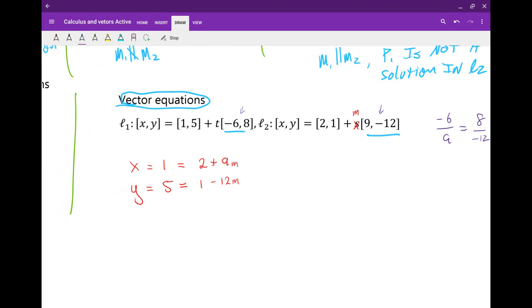So how do I determine if this is on there? Basically, if M is the same here and here, then I know that 1, 5 is a solution, okay? Well, let's solve for M in both of these cases. So I'm going to subtract 2, and so I'm going to get negative 1 over 9. Negative 1 over 9 is M. Over here, I'm going to subtract 1, and so I'm going to get 4 over negative 12 is M here.